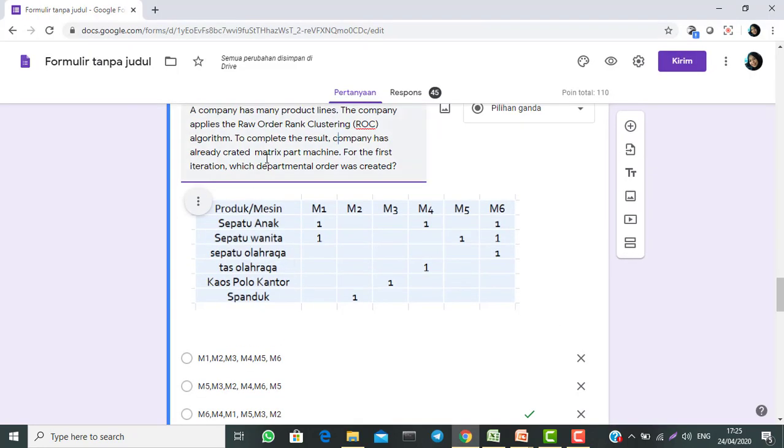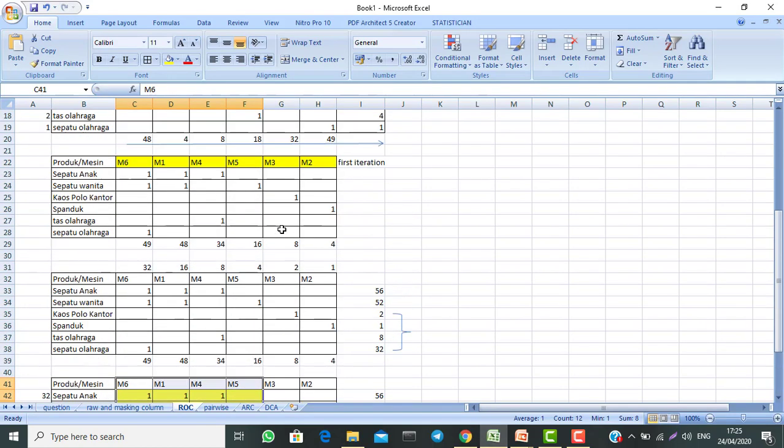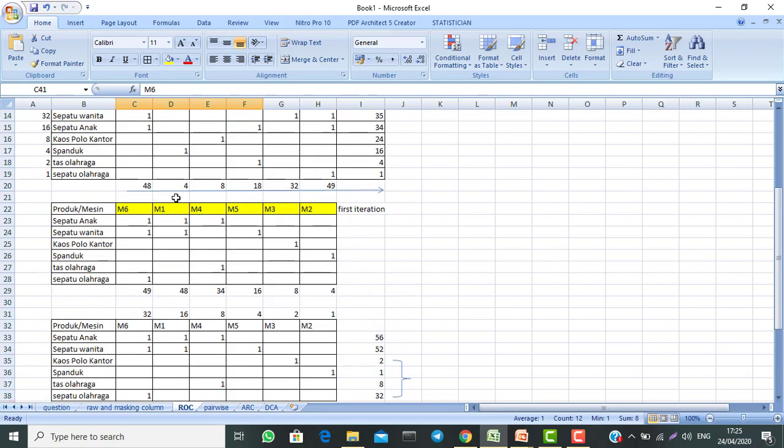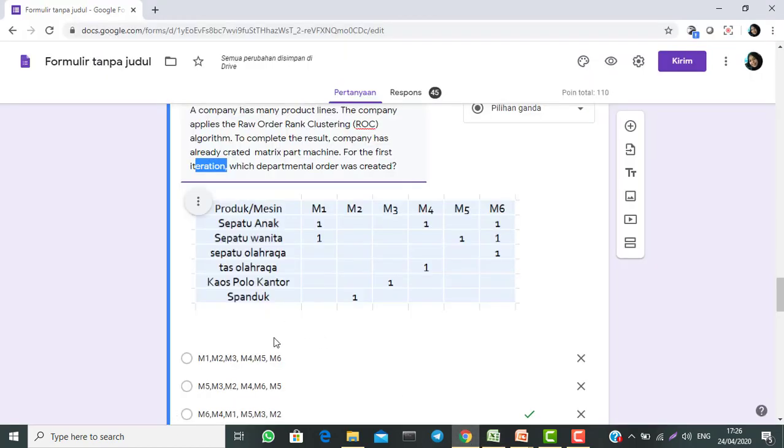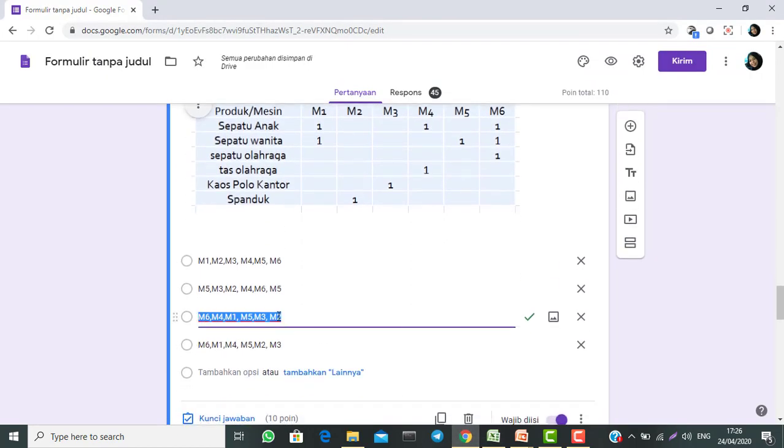So according to this question, for the first iteration, which departmental order was created? Basically, the answer to this question belongs to the first iteration only. So after we shift the positions of the machines, starting from the highest into the smallest, the combination of the department will be machine 6, 1, 4, 5, 3, and 2. So the best answer is this one.